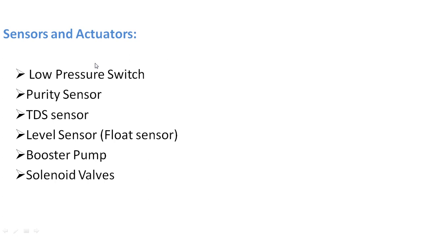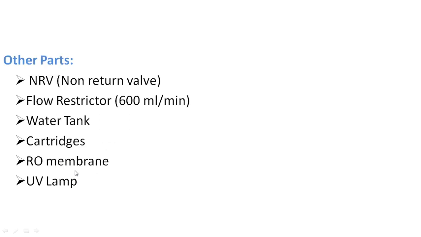The sensors and actuators that are used in the water purifier are: a pressure switch, which is used for sensing the low pressure of the incoming feed water; a water purity sensor, or total dissolved salt sensor; a level sensor, which is used for sensing the water level in the tank of the water purifier; a booster pump, which is used for generating the high pressure that is required for the RO membrane; and solenoid valves, which are used for controlling the flow of the water. And these are the other parts that are used in the water purifier.